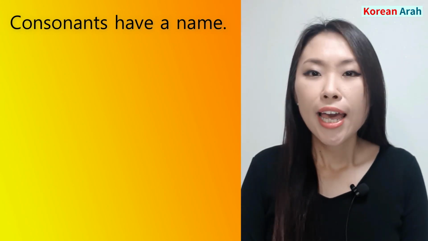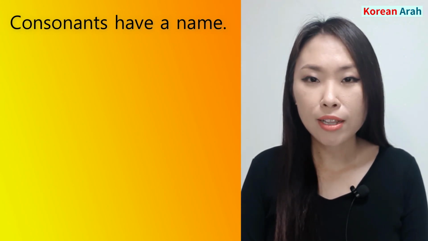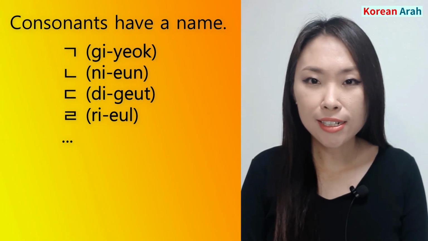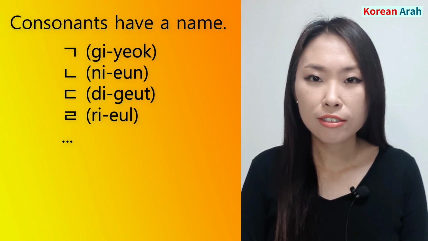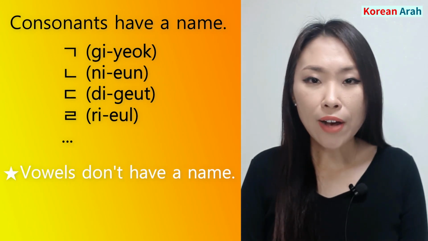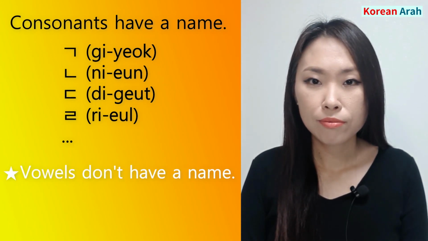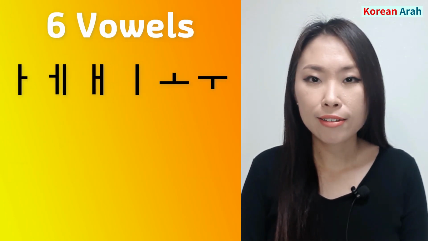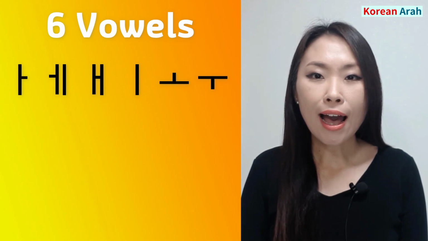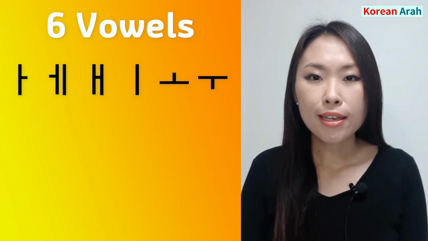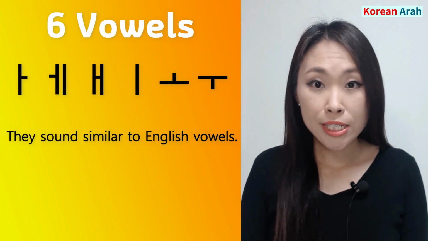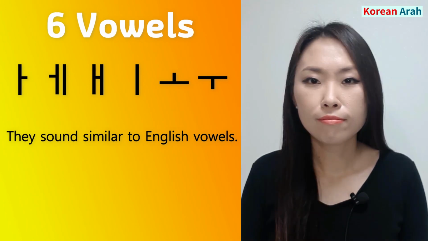In Korean, each consonant has a name like 기역, 니은, 디귿, 리을, and so on. However, Korean vowels don't have a name. So, you only need to remember what they sound like. The 6 vowels, a, e, i, o, u, you will learn today sound similar to English vowels.